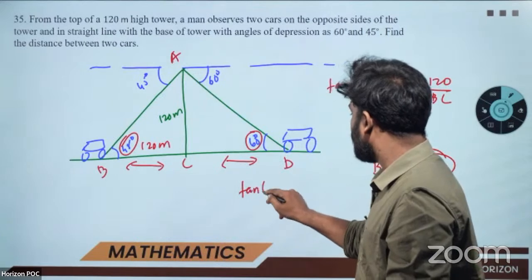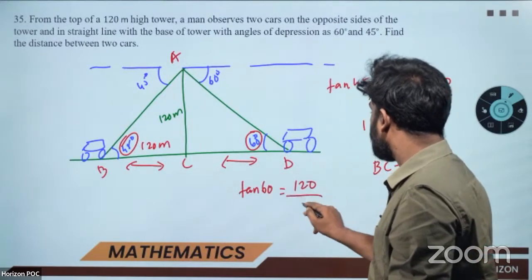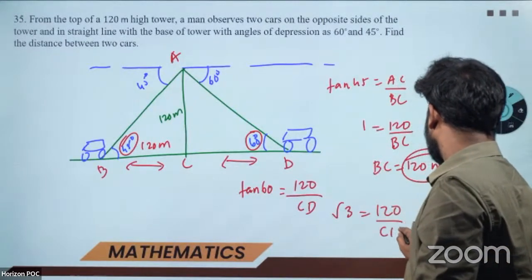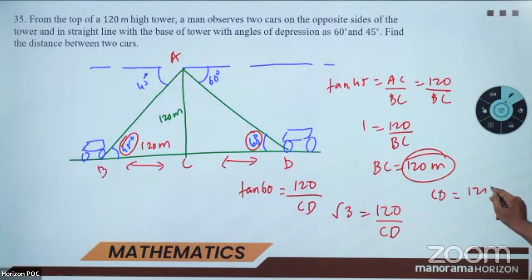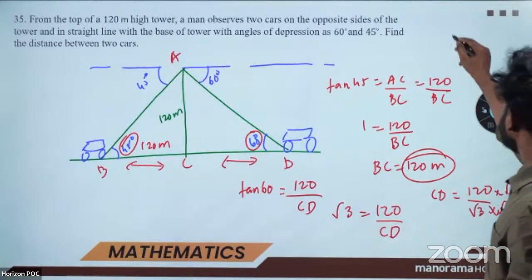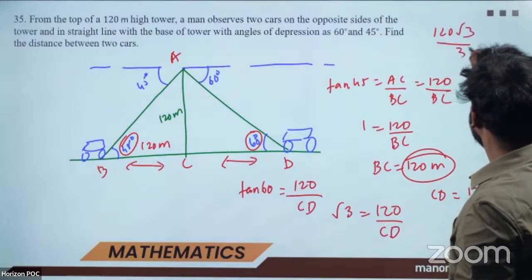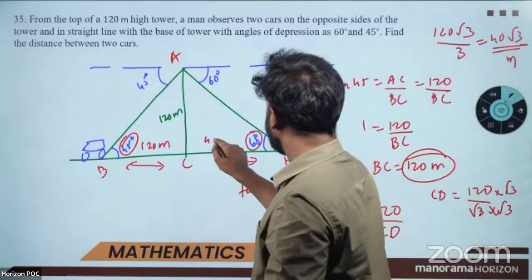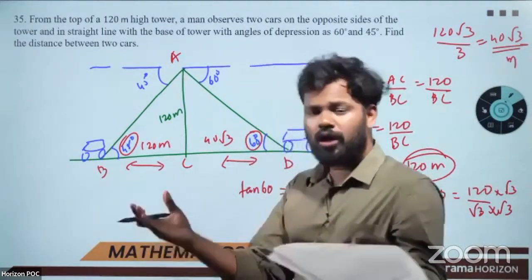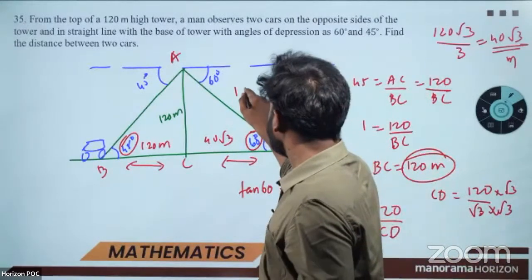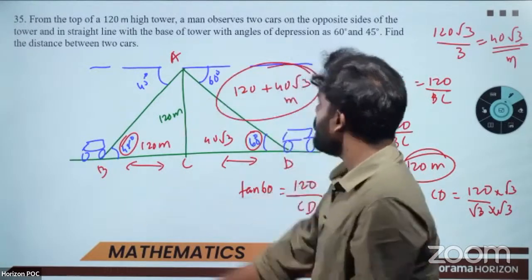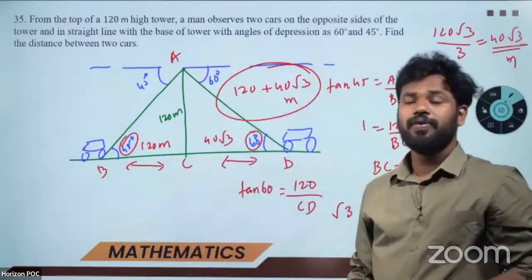So tan 60 degrees will be equal to 120 divided by CD. Tan 60 is root 3. Root 3 is equal to 120 by CD. Or CD is equal to 120 by root 3. And multiply by root 3 in the numerator and denominator. You get 120 root 3 by 3, or it is 40 root 3. So what is this distance? This distance is 40 root 3. Now what is the total distance between the cars? It will be 120 plus 40 root 3 meters. So this will be the total distance between the two cars.